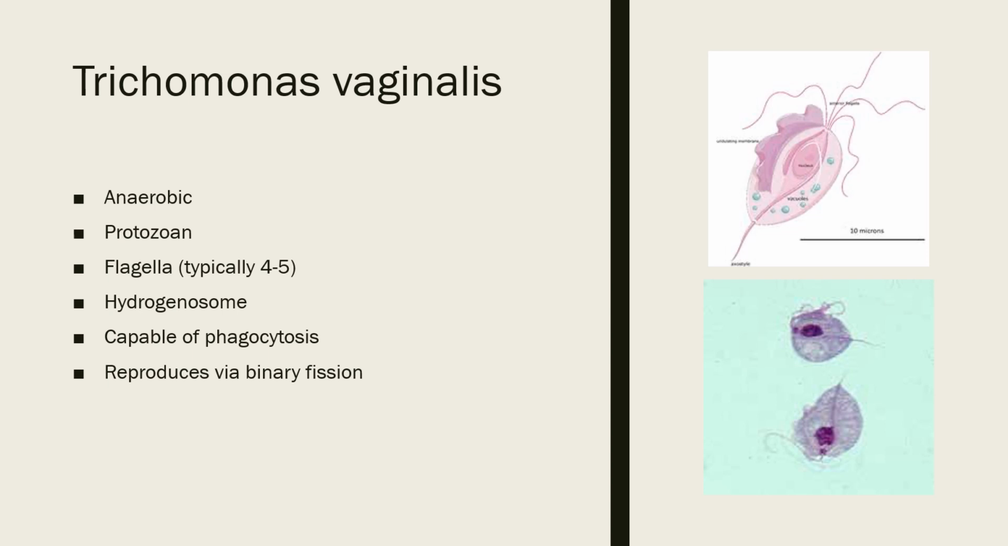It is also capable of phagocytosis, so it can engulf particles, including bacteria and the host cells that it attaches to, and it also can absorb nutrients from the environment. And lastly, it reproduces via binary fission. So one cell divides into 2 identical daughter cells. And these pictures are just showing the structure of this microbe.